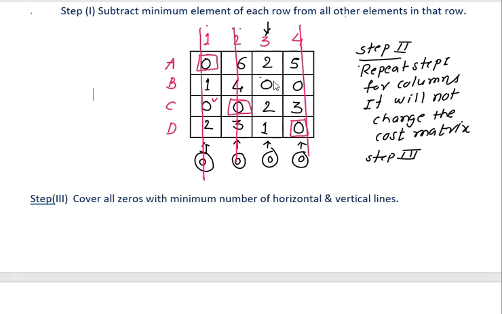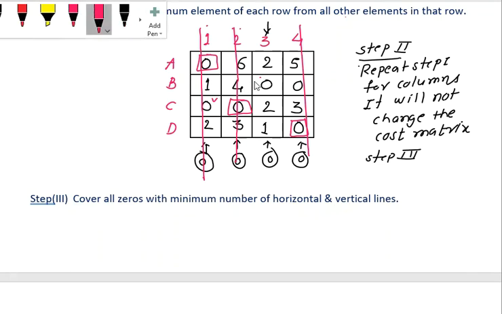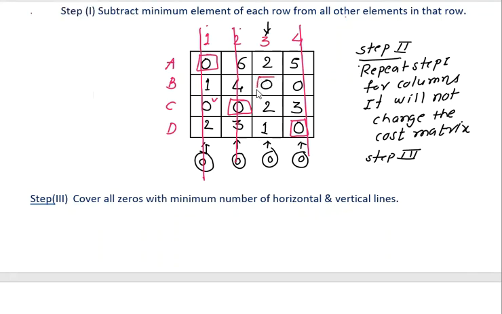So let us draw a horizontal line, assuming that we are making an assignment in a column, the third column. This is an assignment, and we draw a horizontal line. All right. So how many lines have we drawn? The number of lines is 4. The order of the matrix is 4. So this is an optimum assignment.